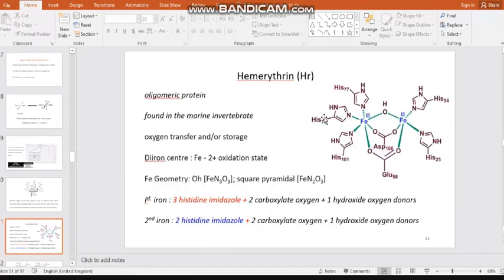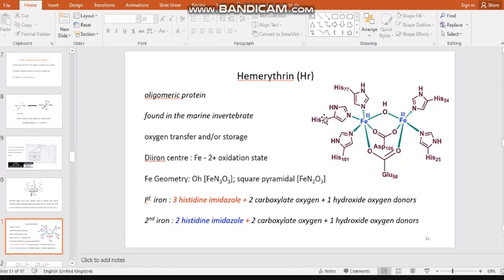Then the next one is hemerythrin. This is a non-heme iron transporting enzyme. It is a binuclear iron containing enzyme. It is mainly present in the marine invertebrates. It's not present in the higher order animals. It's marine invertebrates mainly containing the hemerythrin.